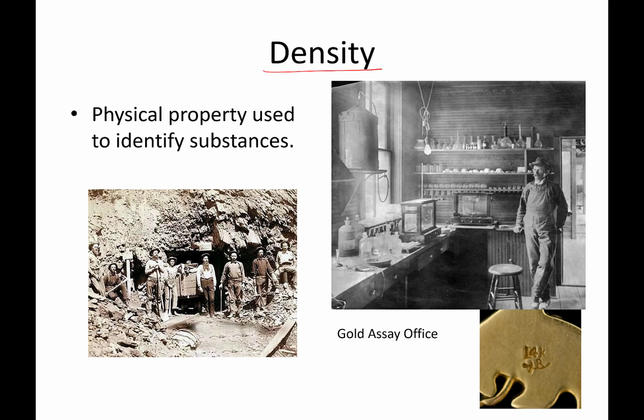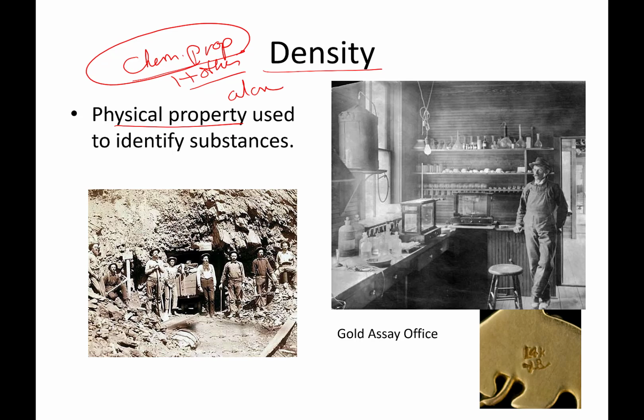Density is a physical property. Earlier in the course, we talked about physical properties and we also talked about chemical properties. Chemical properties, if you remember, are how one substance or chemical reacts with another thing. A physical property is a property of a substance alone, all by itself. And density is one of those pieces of information about any chemical or compound that we can use to help identify it.